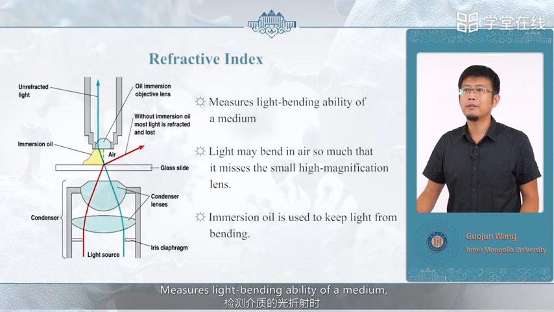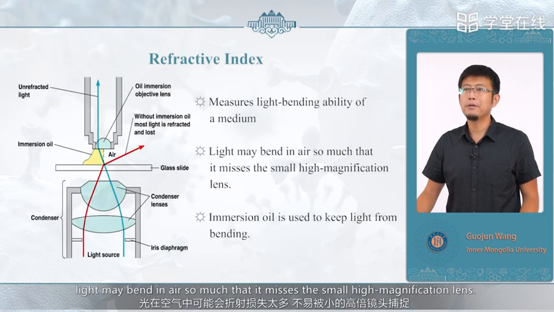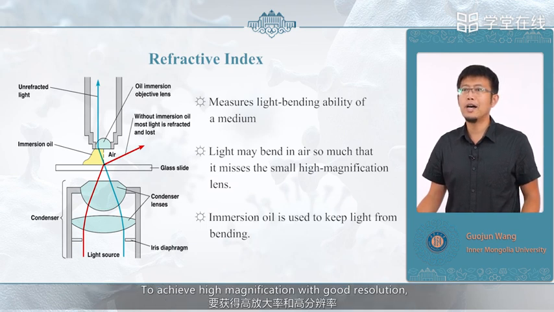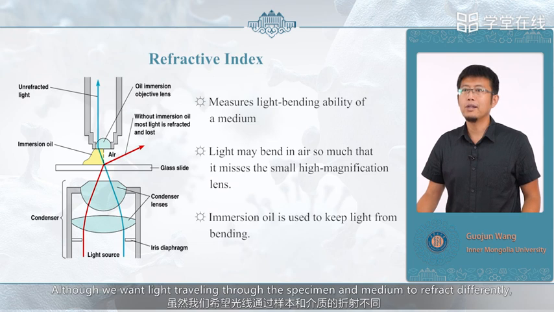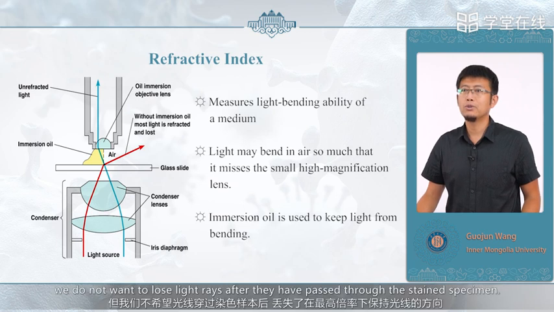Refractive index measures the light bending ability of a medium. Light may bend in air so much that it misses the small, high magnification lens. To achieve high magnification with good resolution, the objective lens must be small. Although we want light traveling through the specimen and the medium to refract differently, we do not want to lose light rays after they have passed through the stained specimen.